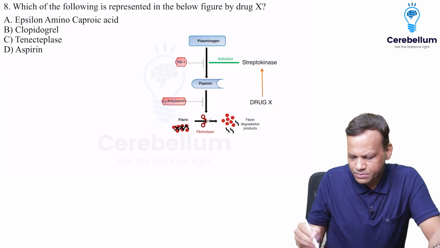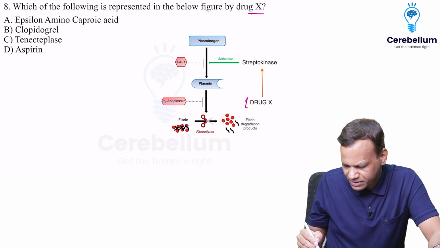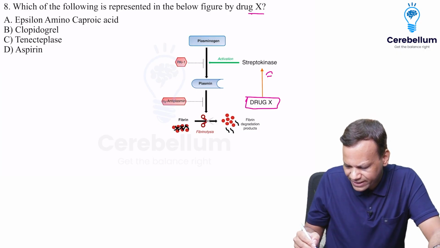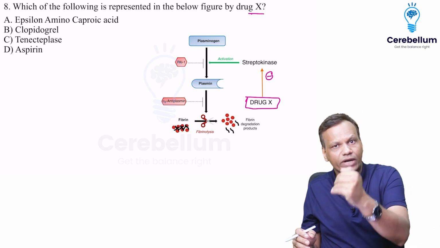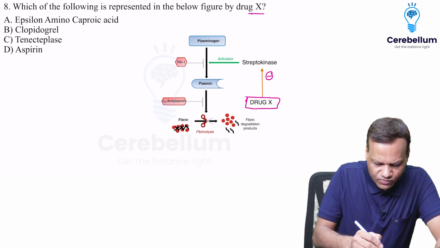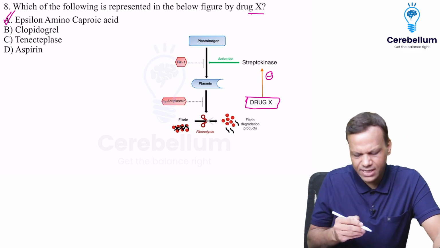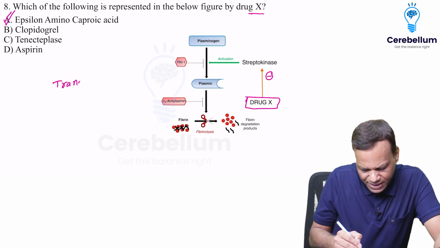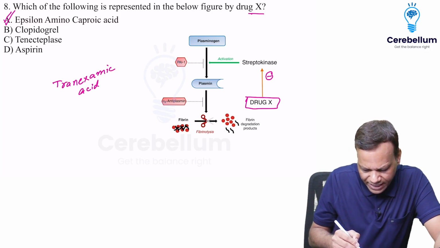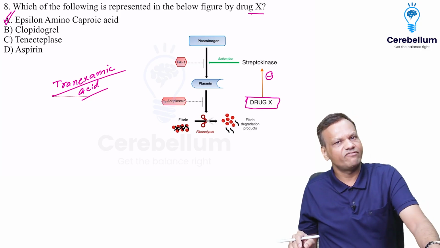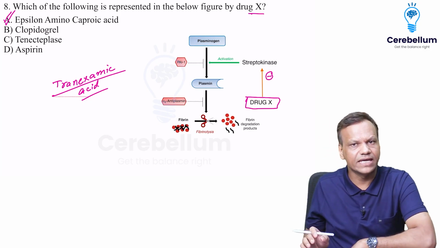Okay. Which is represented by drug X. So drug X basically inhibits streptokinase. So which is a drug which is antifibrinolytic, and we all know two drugs. One is epsilon aminocaproic acid and second is tranexamic acid. They are inhibitors of streptokinase-like drugs, that means antifibrinolytic. So that is EACA.